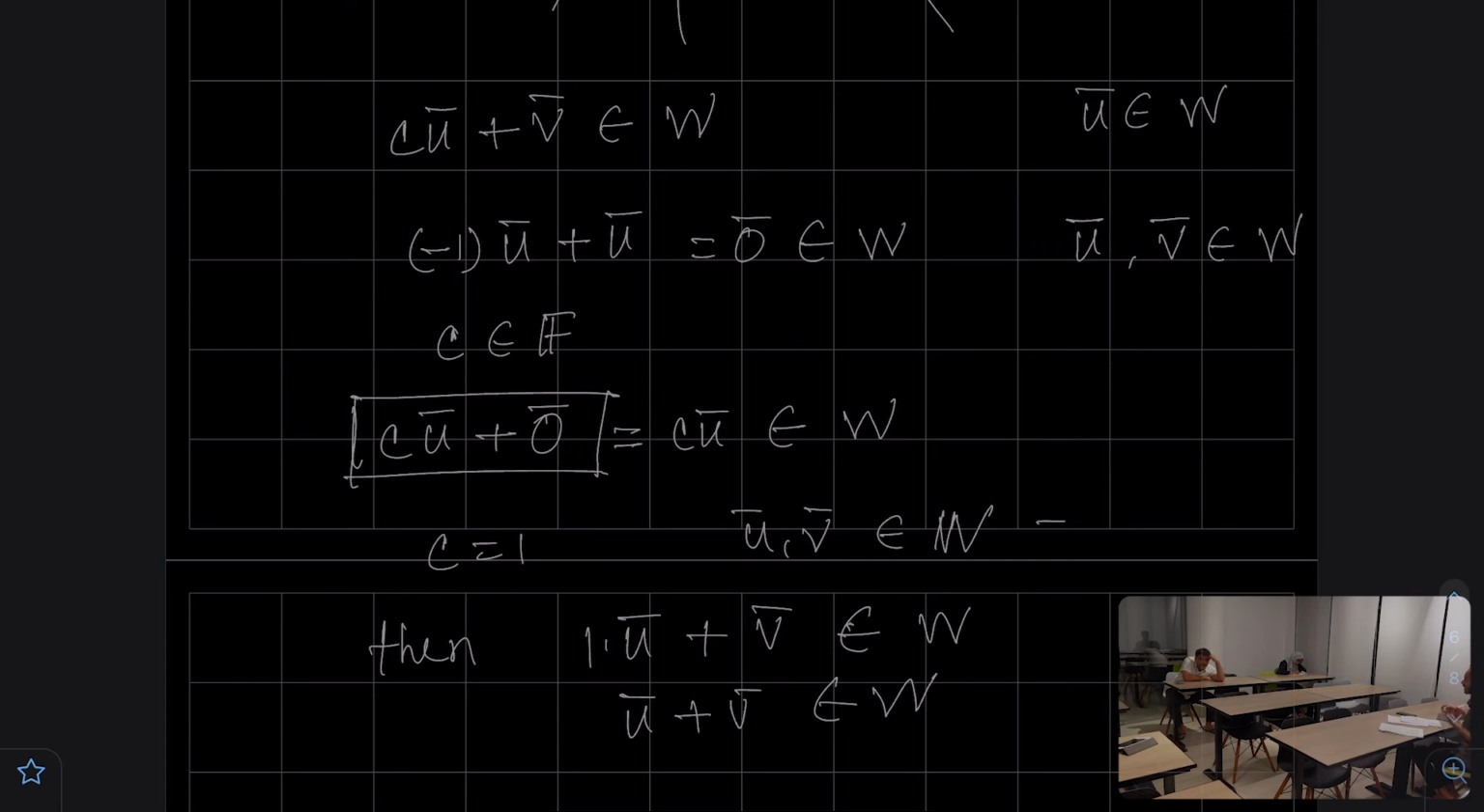Okay. So if I consider, let's say, u belongs to W, and I multiply minus 1 times u vector plus 0 vector, this is also in W. So minus u vector belongs to W. Which proves that under this condition, the additive inverse of any element of W is also in W. Right? Okay.